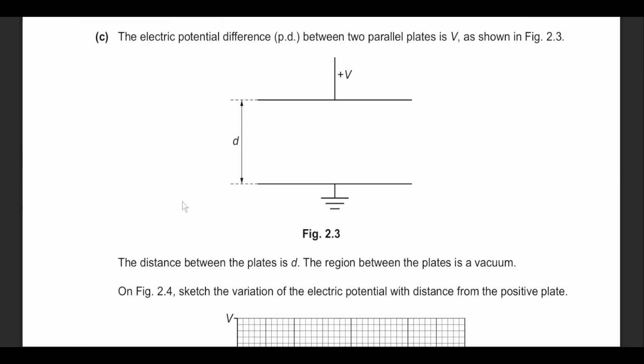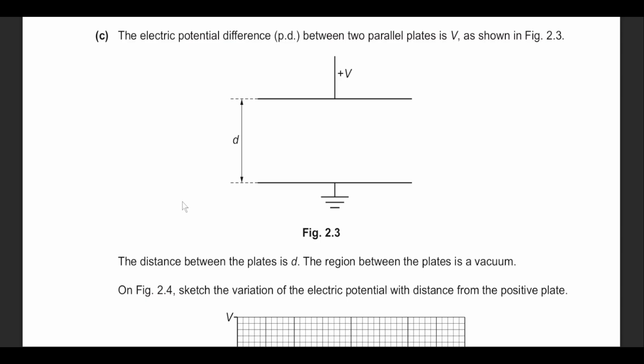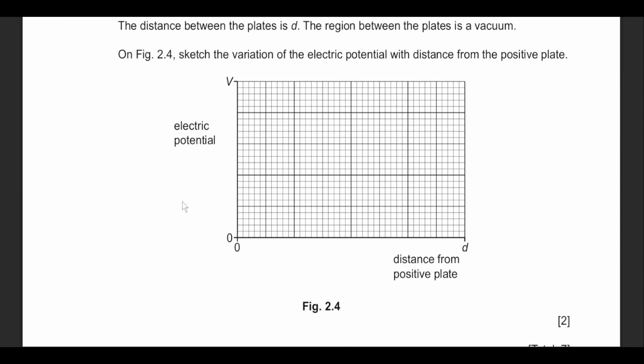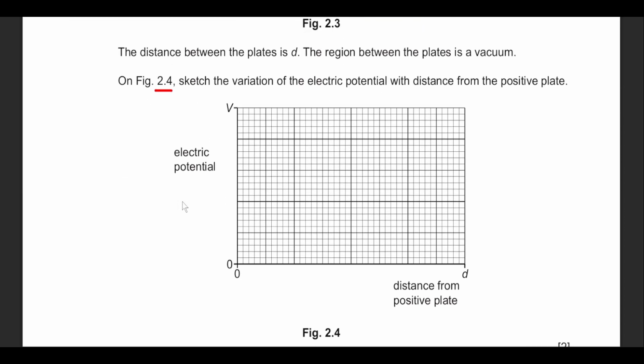Moving on to part C, he says there's electric potential, and if it's positive, let me give this an arbitrary value. Let's say that this is plus 1000 volts. Since this is a symbol for ground voltage, this should be 0 volts. And that's just for reference. Moving on to the next graph, he says, on figure 2.4, sketch the variation of electric potential with distance from the positive plate.